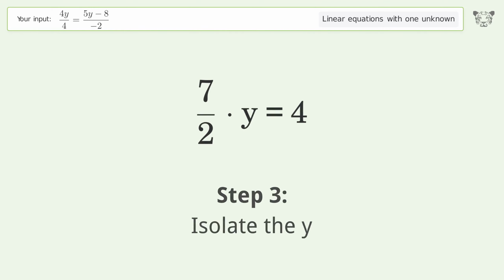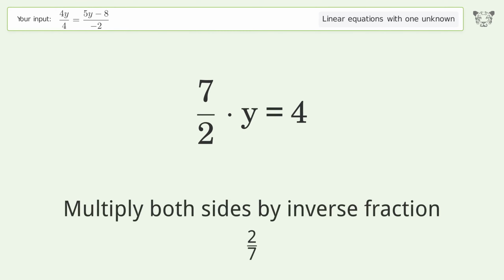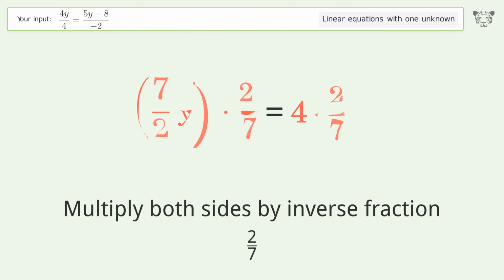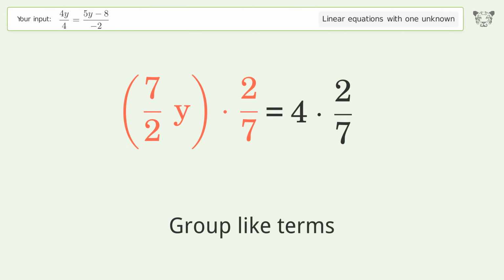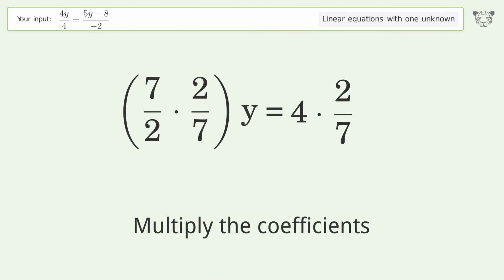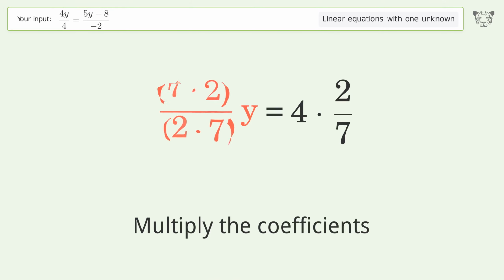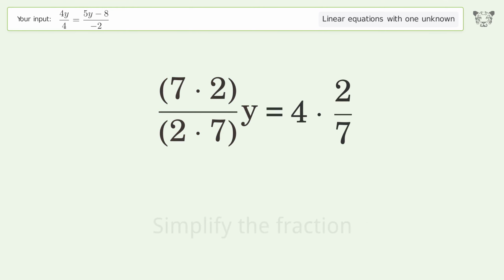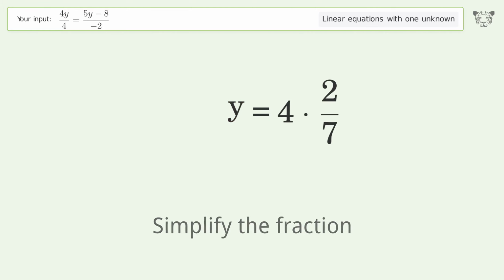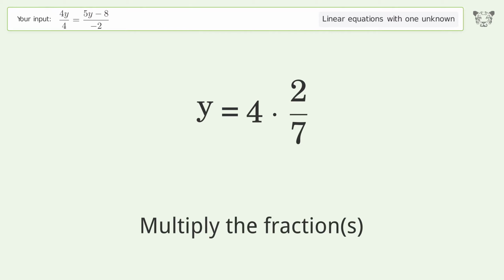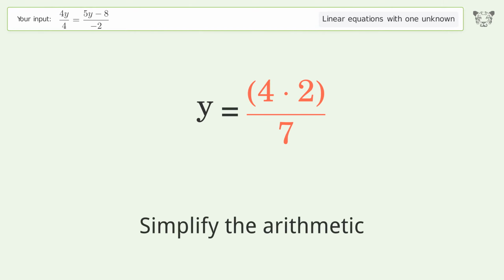Isolate the y. Multiply both sides by inverse fraction 2/7. Group like terms. Multiply the coefficients. Simplify the fraction. Multiply the fractions. Simplify the arithmetic.